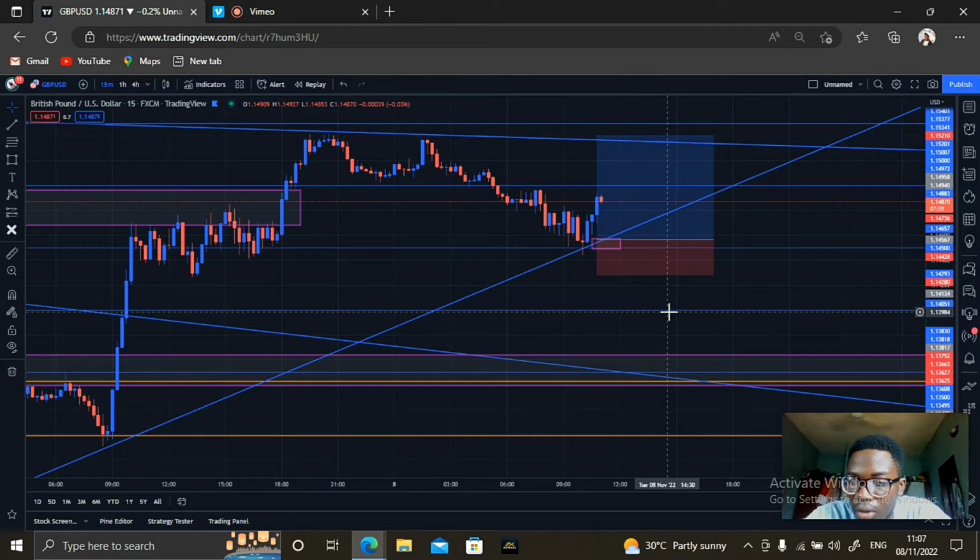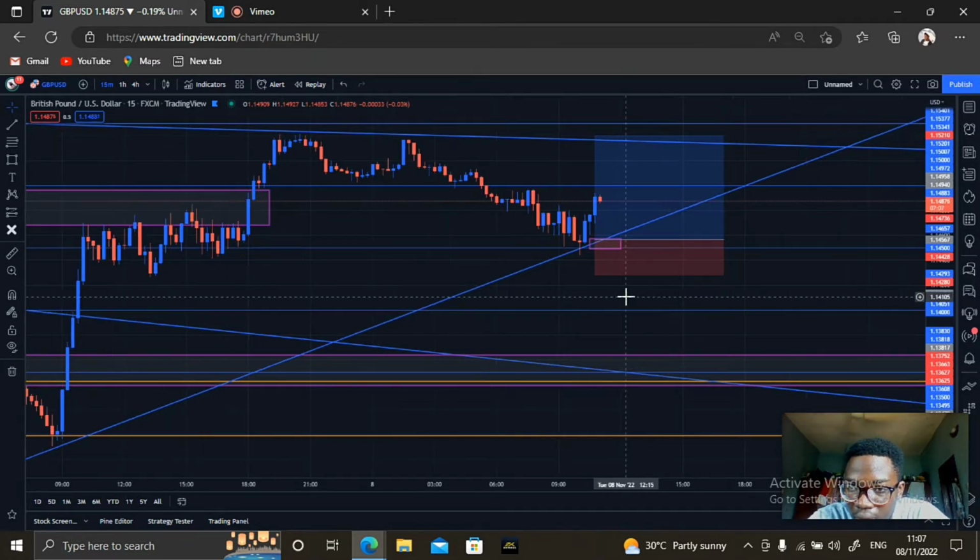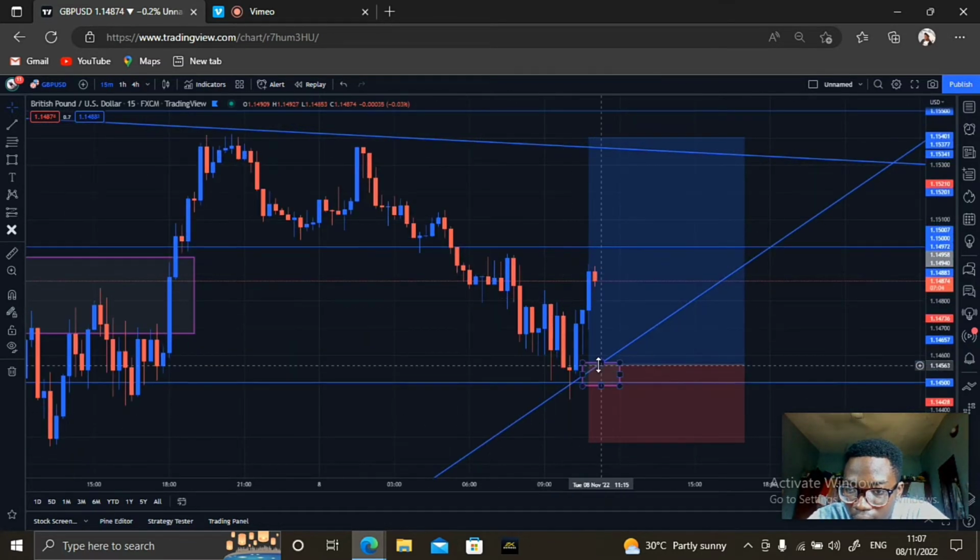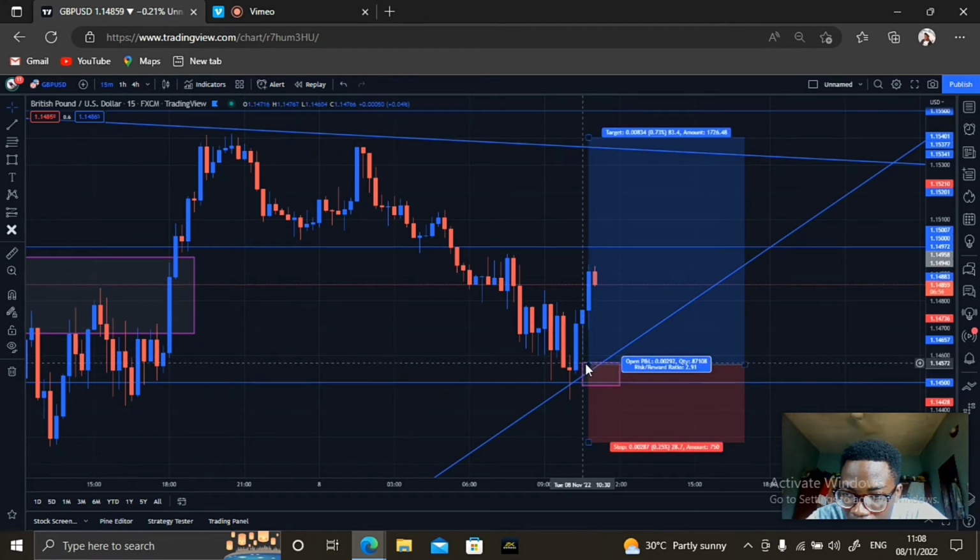So I missed the entry. I was busy with some stuff, but by the time I went back to the chart, I saw that the market had left me already. But I will wait for my entry because I know that the market might pull back to form a W and come back to my entry point. So I'll just chill and wait and see if the market retraces. If it retraces, I just enter.